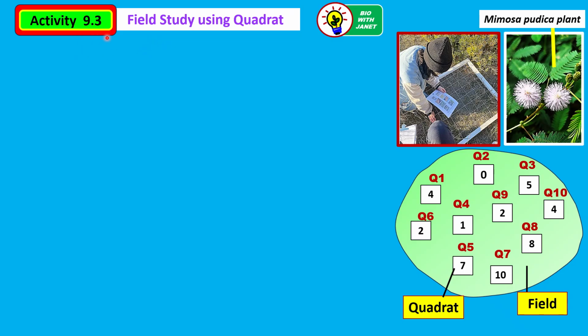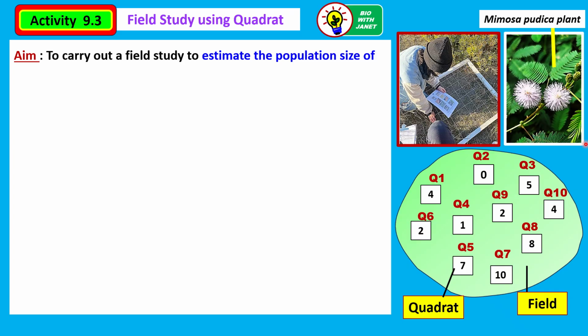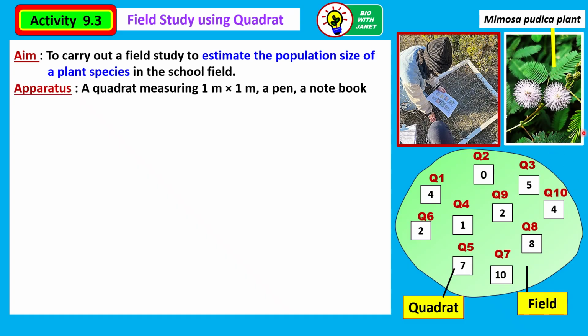Now let's discuss how to carry out a field study using the quadrats. This is activity 9.3 in your textbook. The aim is to carry out a field study to estimate the population size of a plant species in the school field. For example, the plant species can be Mimosa pudica plant, okay, that closes its leaves very quickly when we touch it, right? So the apparatus used is a quadrat or more quadrats, maybe 10 quadrats measuring 1 meter by 1 meter, a pen and a notebook.